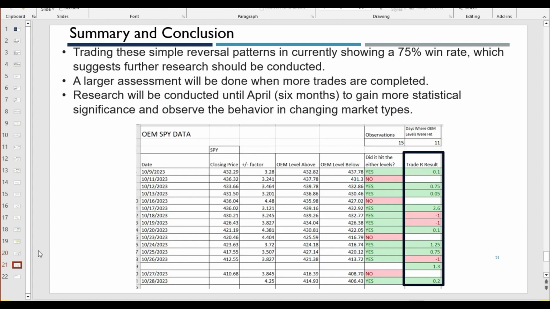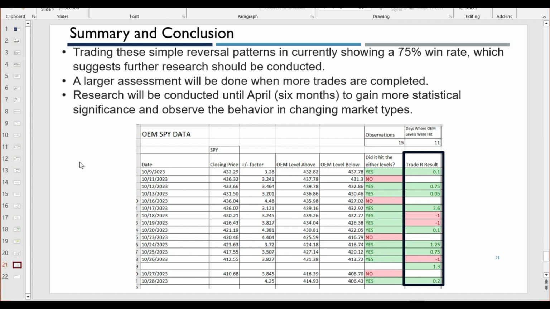If we look at the trade results, trading these really simple reversal patterns is showing, with a small sample set, but initially showing a 75% win rate, which suggests that we should do further research. If it was showing a 10% win rate, I probably wouldn't want to keep looking at it. But I found that when things have large statistical changes, you don't need as large of a sample set to see the change. We don't have to do 1,000 trades to know if there's maybe something there or not. I believe there is something here to observe further.